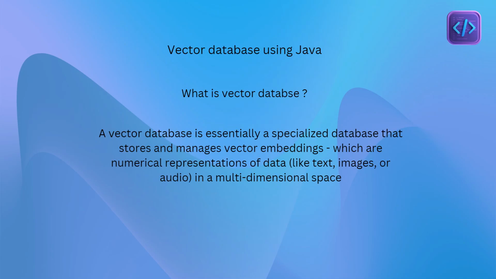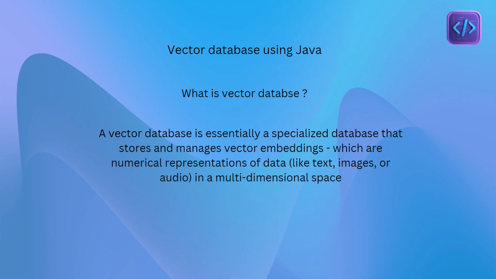So let's get started. Let us first understand briefly what exactly a vector database is, though it is a very large concept. In short, a vector database is a specialized database that stores and manages vector embeddings, which are numerical representations of data like text, images, audio, or maybe video in a multidimensional space. Think of it this way: first, data like text is converted into vectors, or lists of numbers, using embedding models. These vectors capture the semantic meaning, so similar items will have similar vector representations. The vector database then stores these vectors and provides an efficient way to search through them.